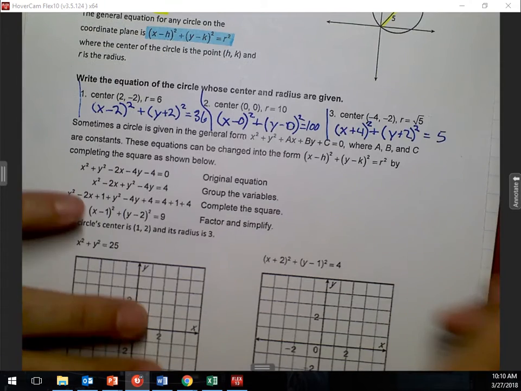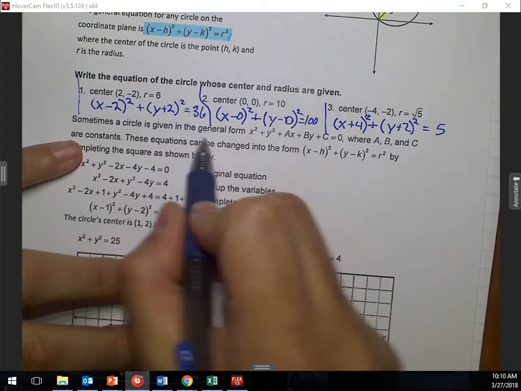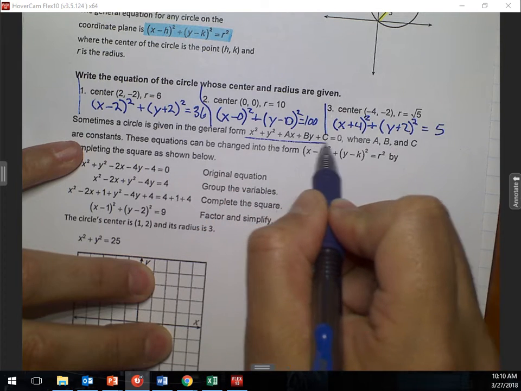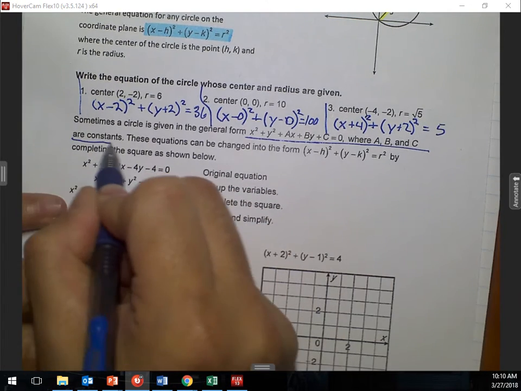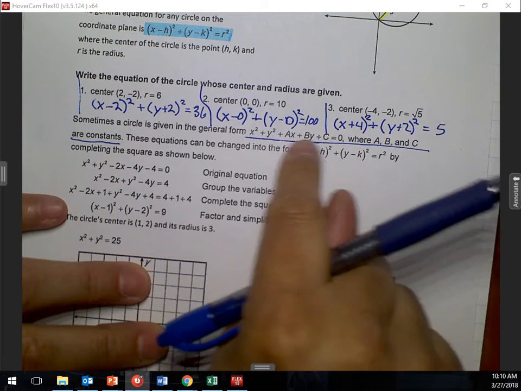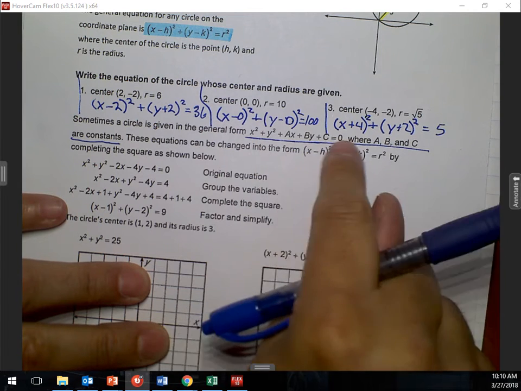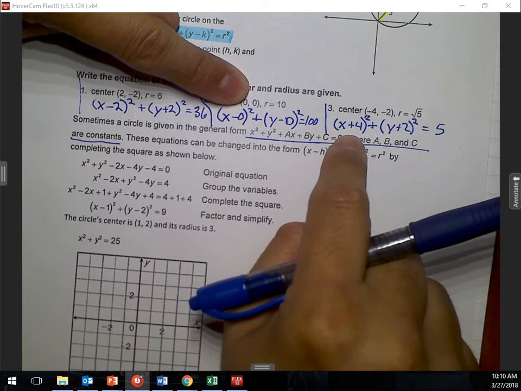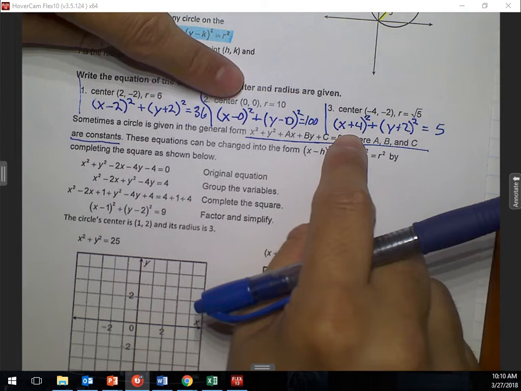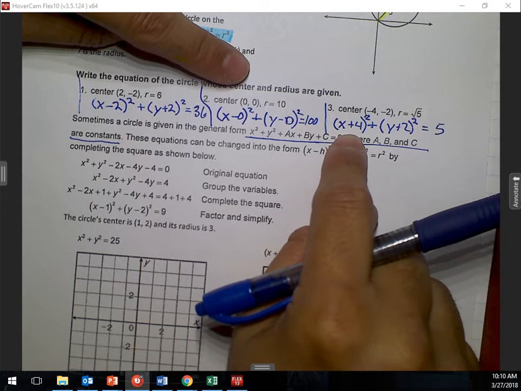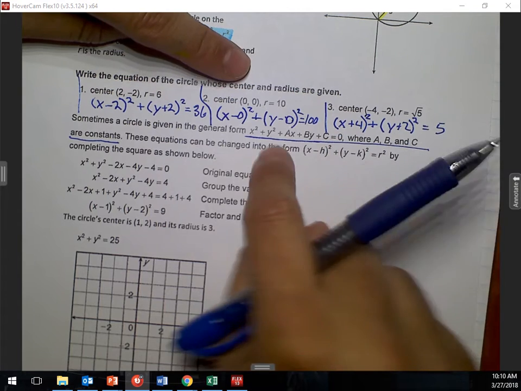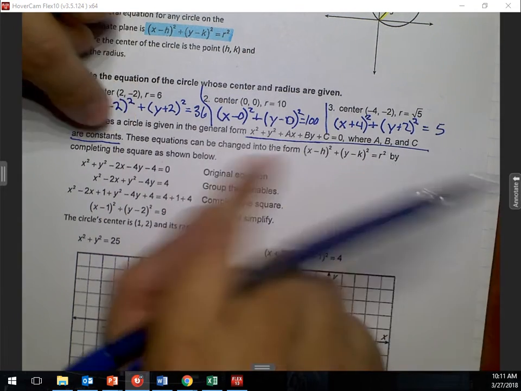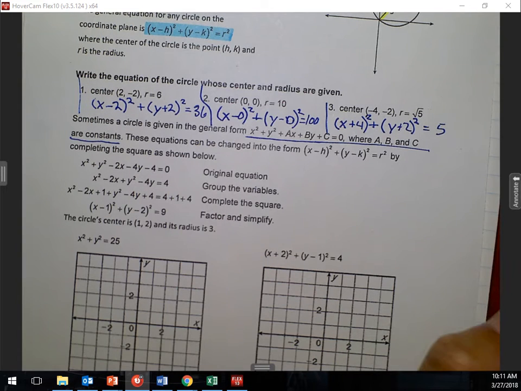It says that sometimes a circle is given in the general form, which is like this, where a, b, and c are constants right here. So if you notice all this right here, we took this and foiled it. We took one of these and foiled it. Remember what FOIL means? First, outer, inner, last. So from here, these equations can be changed into this form by completing the square.